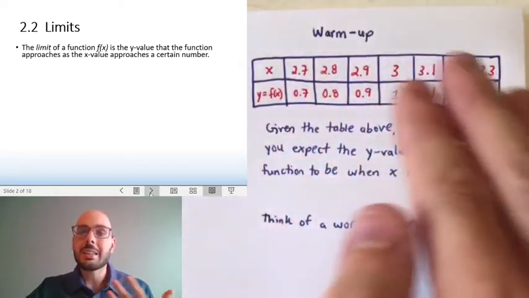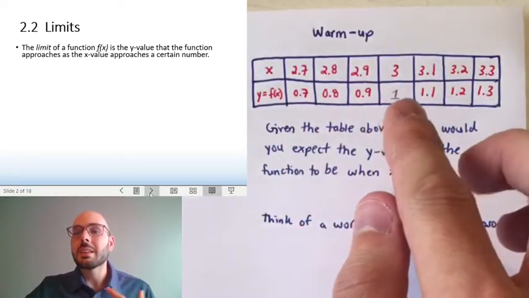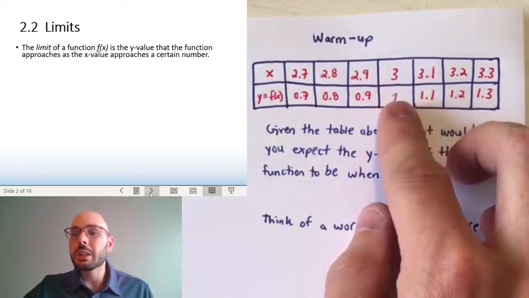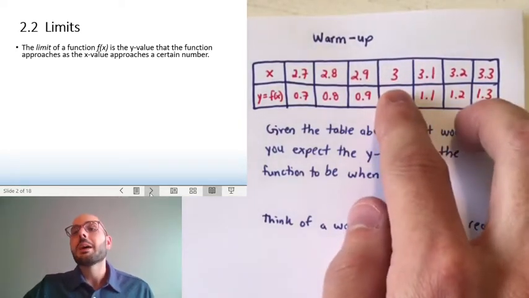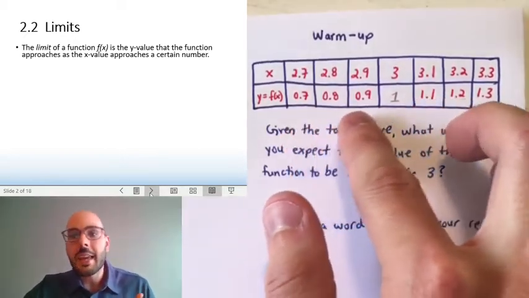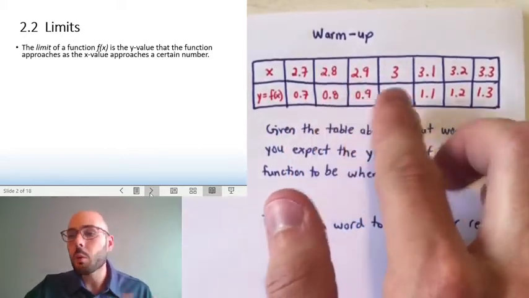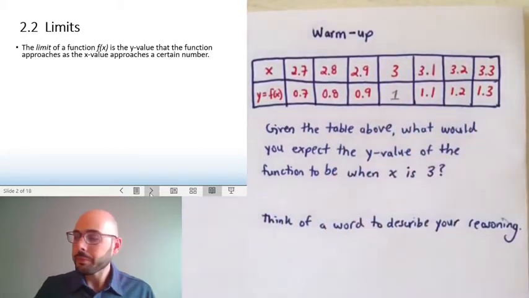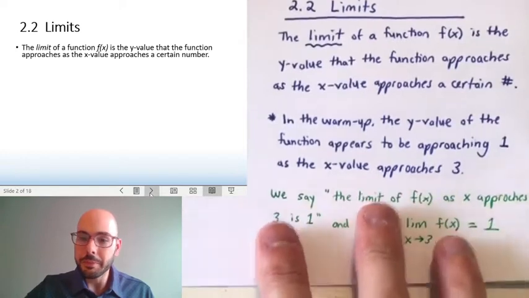So basically in this last problem, we would say the limit would be 1 when x approaches 3. We didn't really know what the y value was, but it's what the y value seemed to be approaching. Looking at the evidence around it, it looked like the y value was going to be 1 when x was 3. So we call that a limit.